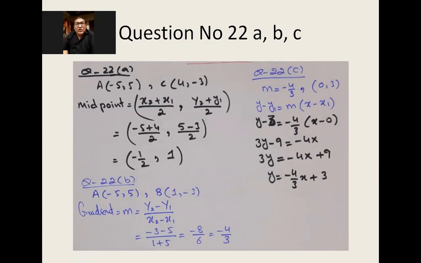The formula for the midpoint is x2 plus x1 by 2, y2 plus y1 by 2. So just put the values: minus 5 plus 4 divided by 2, and 5 minus 3 divided by 2. So it will be minus 1 by 2, 1. So this is the midpoint of the AC. So hopefully you have understood question number 22A part, and let's move to the next question.